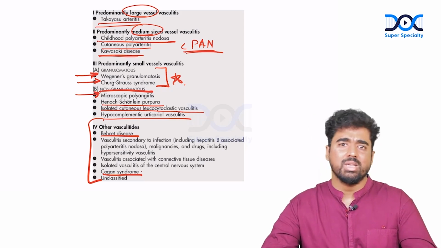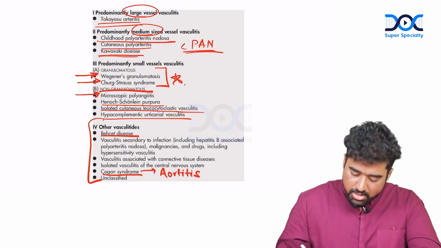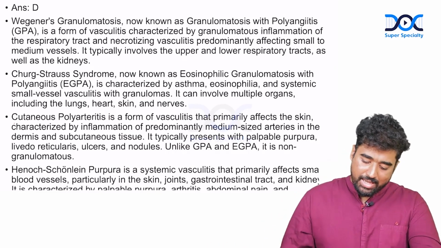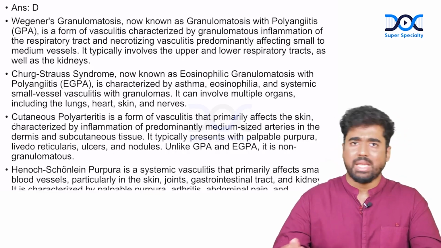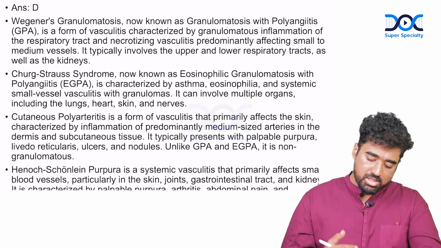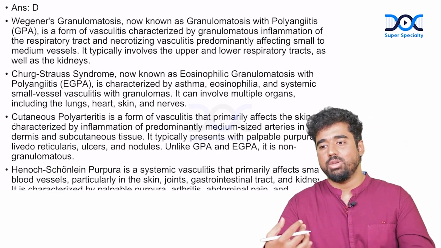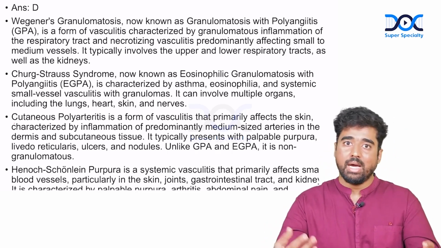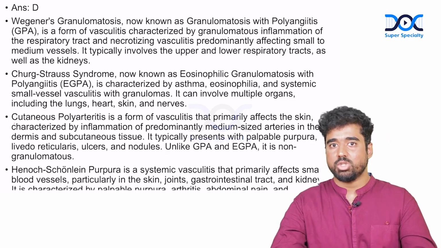Cogan syndrome is basically an aortitis along with involvement of the eye and ear. So here again we won't go into detail on each of these vasculitis. Wegener's mainly involves your upper respiratory tract, lower respiratory tract and kidney. Churg-Strauss mainly involves your upper respiratory tract in the form of asthma. It can involve your skin, it can involve your renal tissue, and even your nerves and heart are common manifestations of EGPA or Churg-Strauss syndrome.